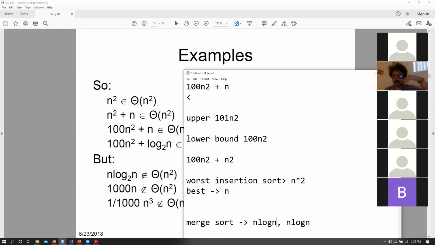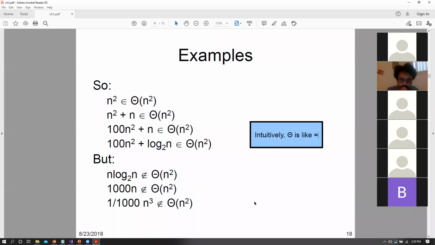right? So if the entire array is sorted, the best case becomes n, because it just goes through the entire array once and does not need to move anything. In that case, the best case is n, and so we do not have a theta for insertion sort. Okay.